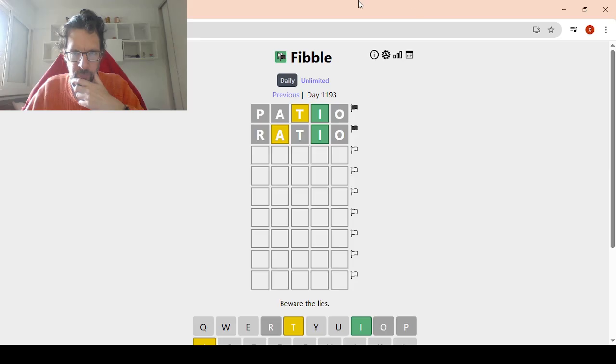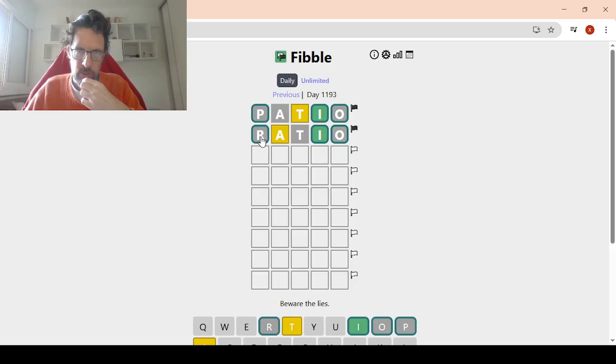Yep, so this can't be both true, the A's can't be both true, and the T's can't be both true, so the I is true, and the O is true for sure. So can any of them be both false? No, because then the other two would be both true. So the P is true, and the R is true.